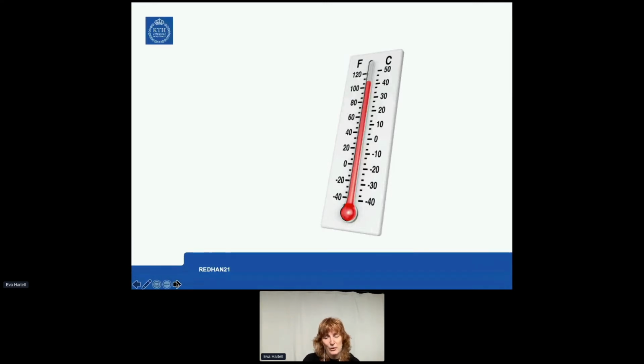We could use a thermometer to measure these differences, but then we need to know which scale we want to use. Is it Fahrenheit, Celsius, or something else? But overall, we can make the judgment that it is warmer in here than outside.